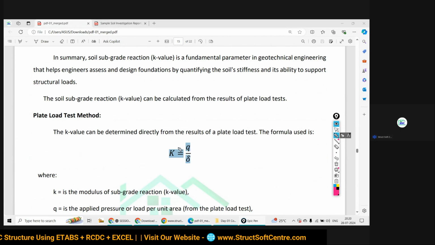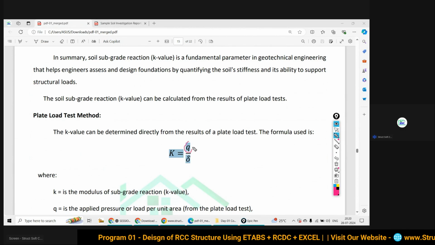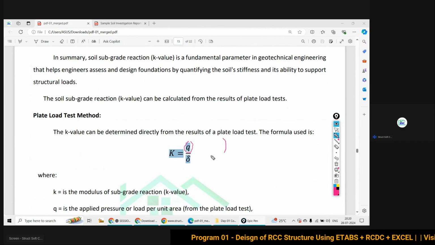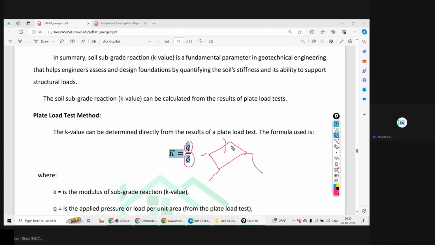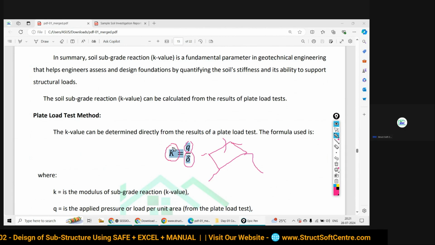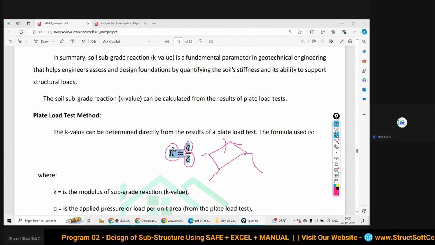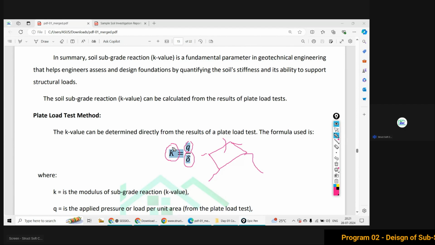So subgrade modulus is the ratio where you have to take the pressure value, whatever load you are going to apply over whatever area, and the settlement, whatever settlement is coming. Based on that you will get this soil subgrade modulus. Now the question is why we are focusing on this soil subgrade modulus, why we are giving that much importance to this soil subgrade modulus.